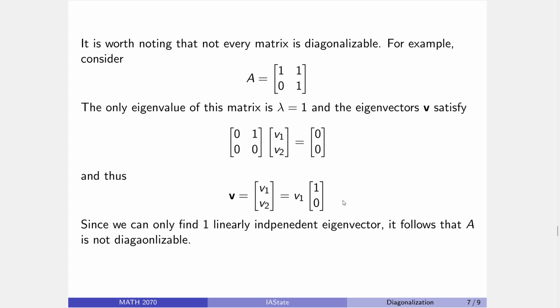I need two linearly independent eigenvectors. Independent. What is this word?